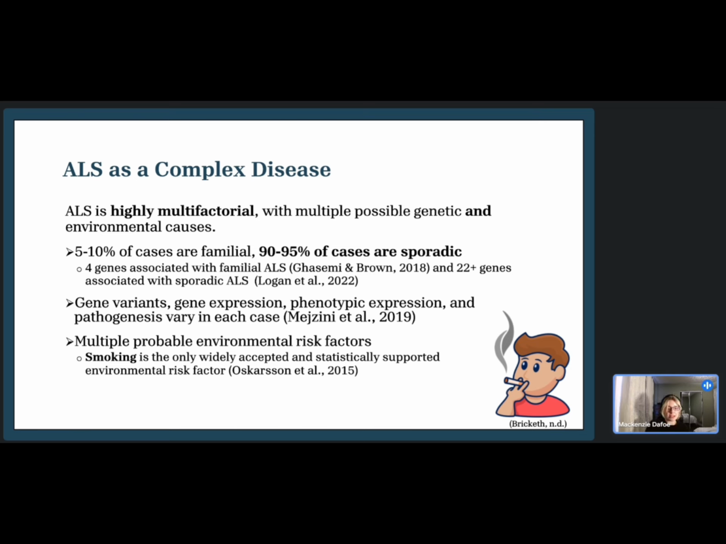So some other environmental risk factors that are estimated to pose a very probable risk to ALS development include exposure to lead, pesticides, and service in the U.S.